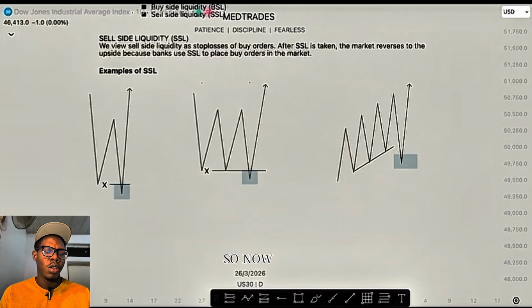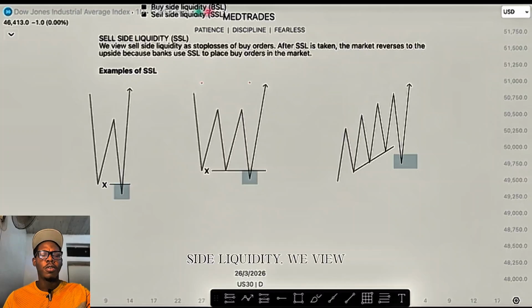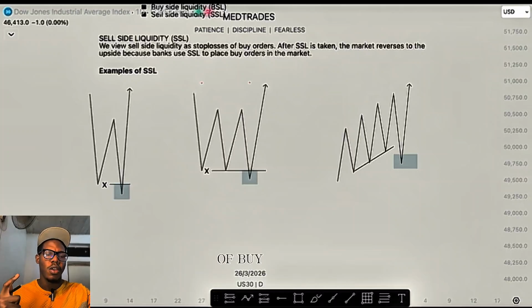So now let's talk about the sell side liquidity, right? Here in this sell side liquidity, we view sell side liquidity as stop losses of buy orders. After sell side liquidity is taken, the market reverses to the upside because banks use sell side liquidity to place buy orders in the market.